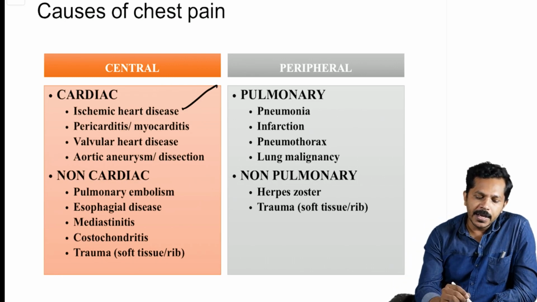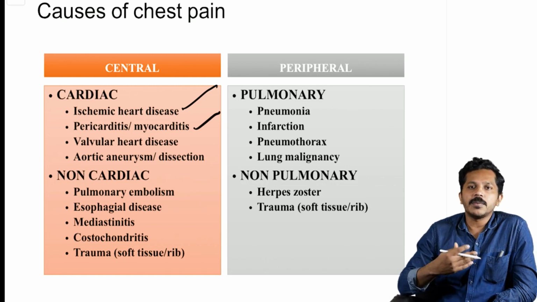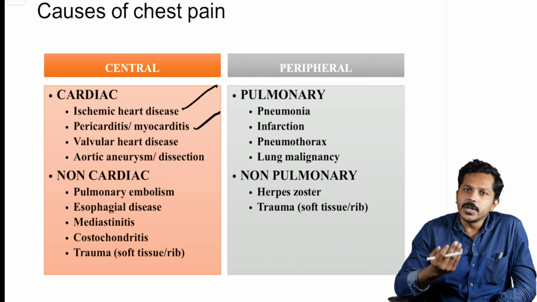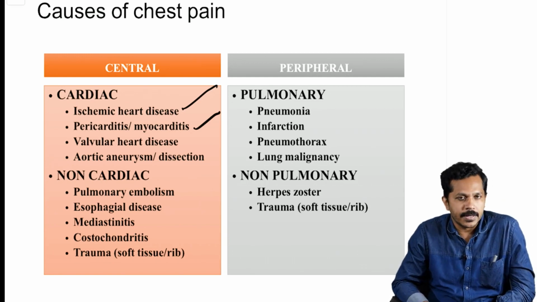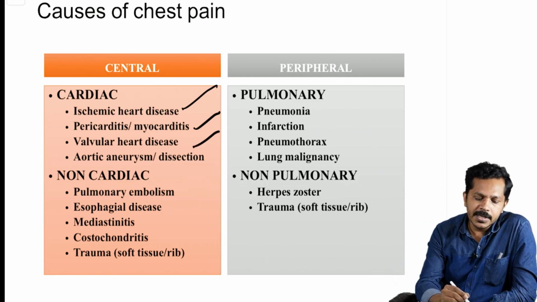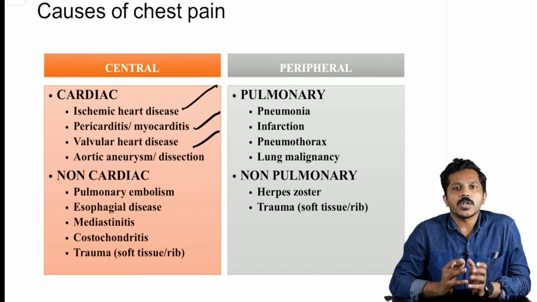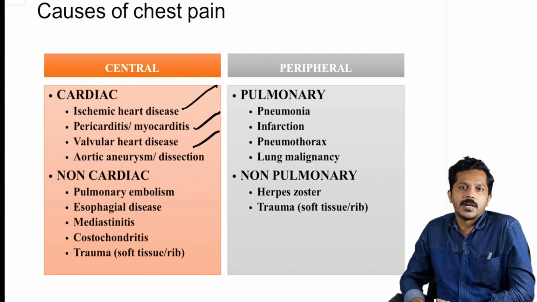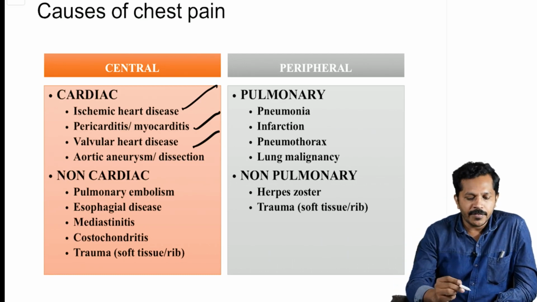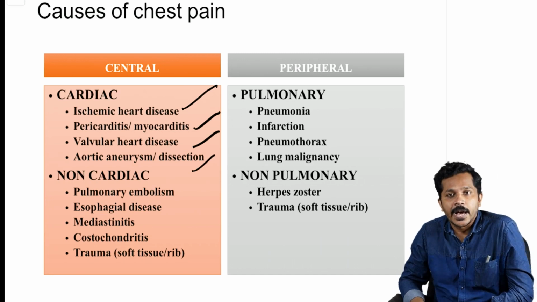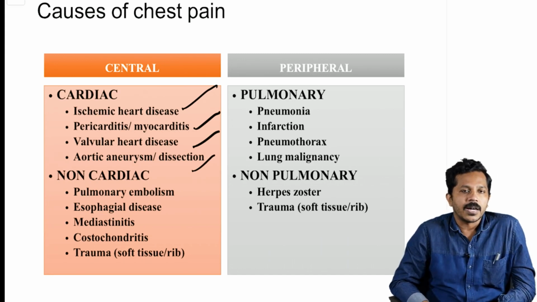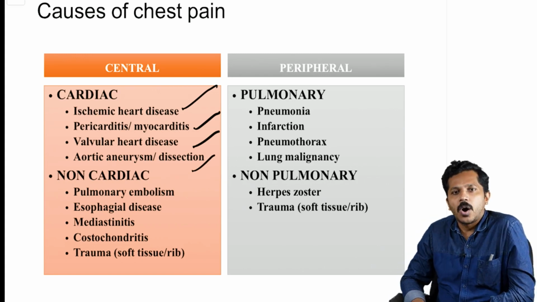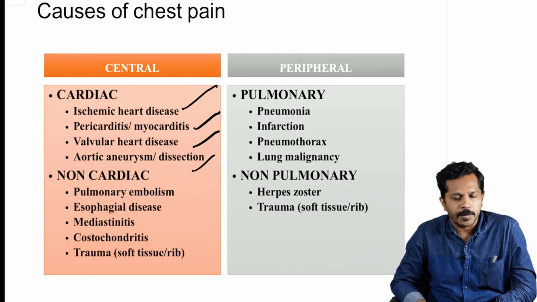Next, it may be a pericarditis or a myocarditis, because as you can imagine, the pericardium is surrounding the heart, so it may also mimic a central chest pain. Valvular heart disease can rarely present as chest pain, because of chamber hypertrophies, like left ventricular hypertrophy resulting from valvular heart disease. And finally, the other central structures like the aorta or pulmonary artery, where you have aortic aneurysm, aortic dissection, or pulmonary embolism, all these can be considered almost as cardiac pain.